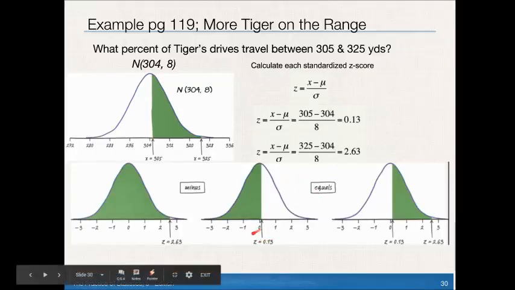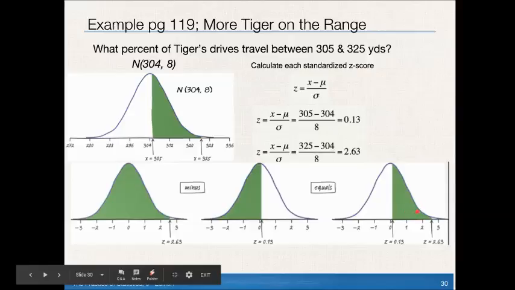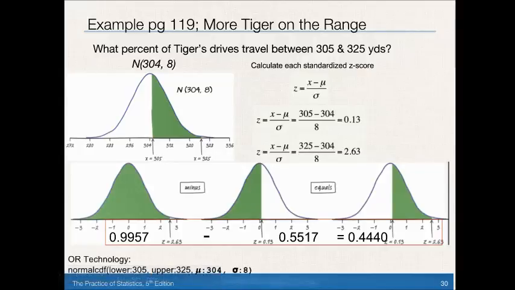We can't just use the number straight out. And then the 0.13, which is just barely over the mean, and then because we want the area between those two. So by using the table, we get 0.9957 minus 0.5517, and that equals 0.4440. We could have also used technology by using a normal CDF, lower 305, upper 325, mu of 304, and standard deviation of 8.